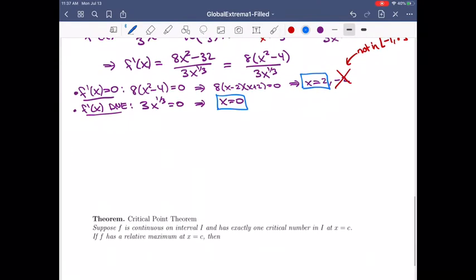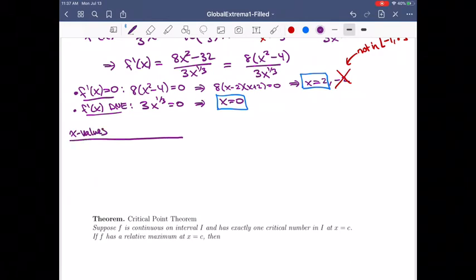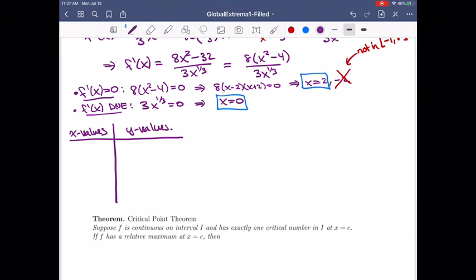Now what I like to do is steps 2 and 3 at the same time. I'm going to make a table. I have my x values that are important, and then I want to find my y values for each. So we'll put the critical numbers in. So x equals 0.